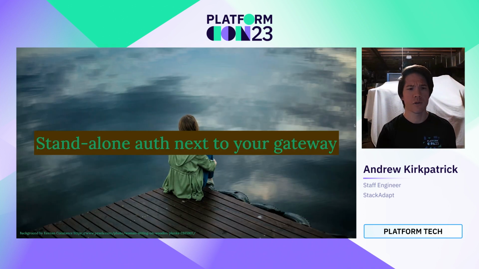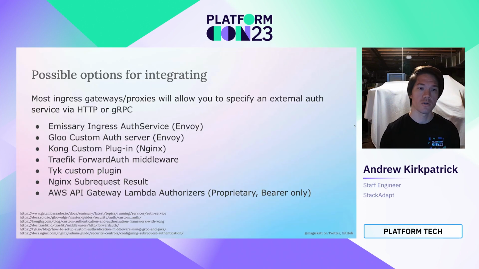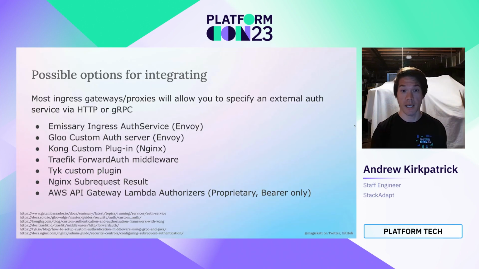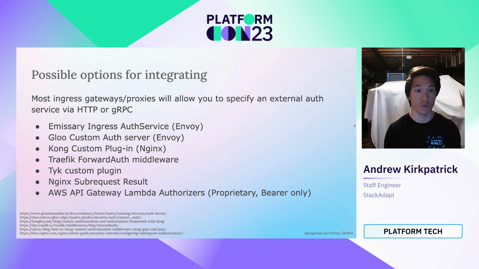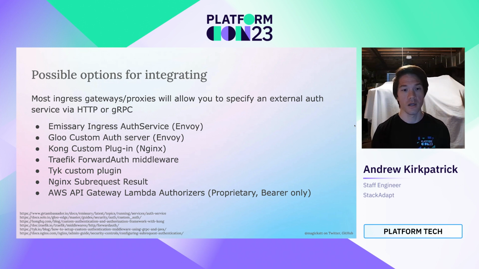So how would you actually set up a standalone auth service next to your gateway? Most ingress gateways or proxies in common use today will usually allow you to specify some kind of external auth service that communicates via HTTP or gRPC. Here are some of the more common examples you might see that offer, say, a middleware or plugin that's able to accommodate this. Obviously, there are many more products on the market, but here are just some common examples.